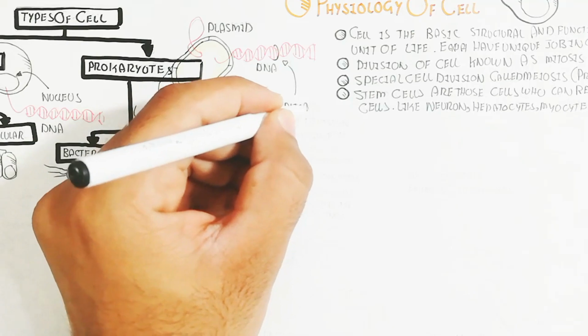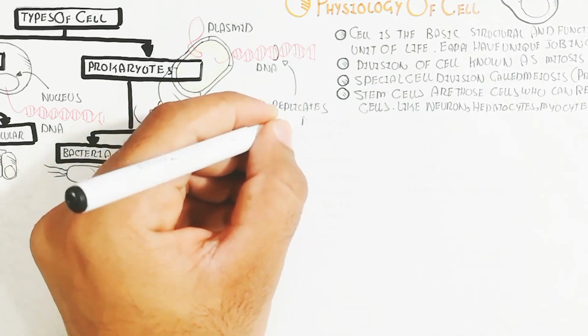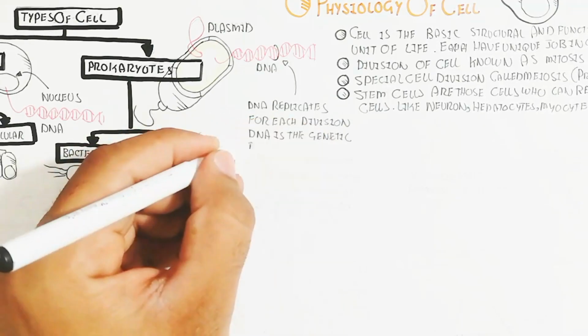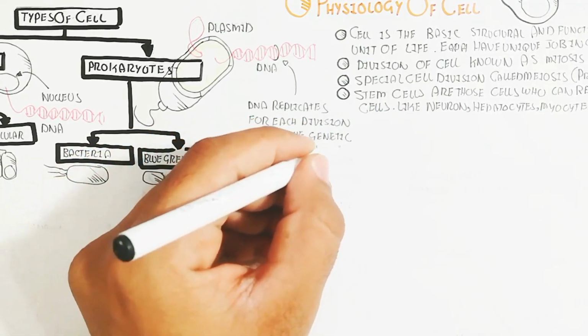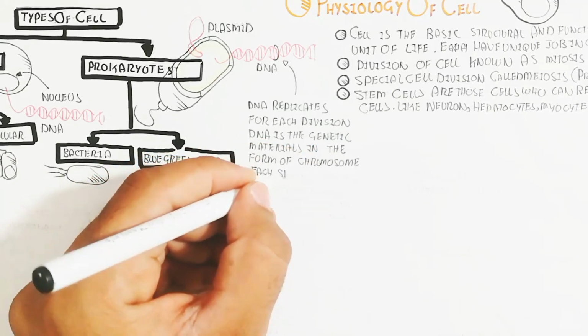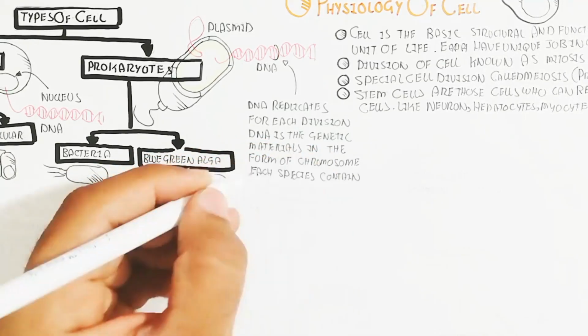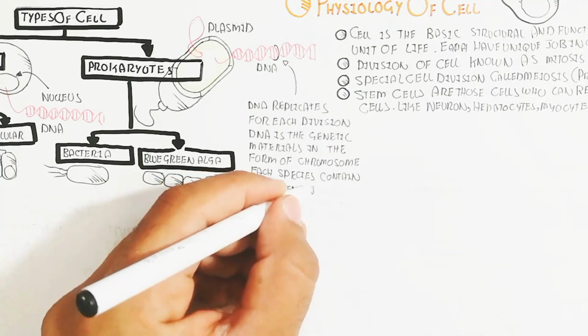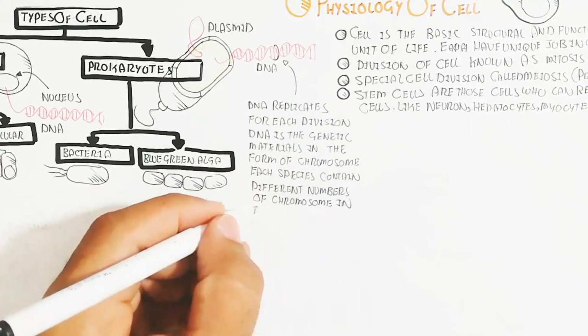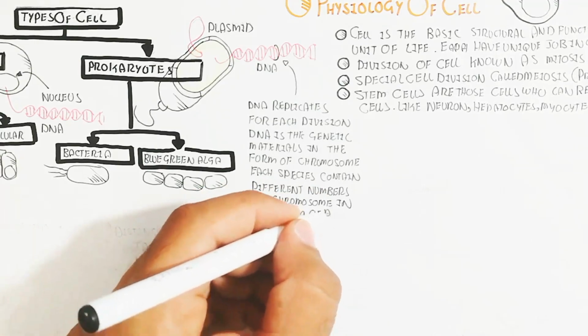DNA is very important for eukaryotes as well as prokaryotes, and DNA replicates for each division. DNA is the genetic material in the form of chromosomes. Each species contains a different number of chromosomes in the form of pairs. Like humans contain 23 pairs of chromosomes, 46 chromosomes total, in 23 pairs.